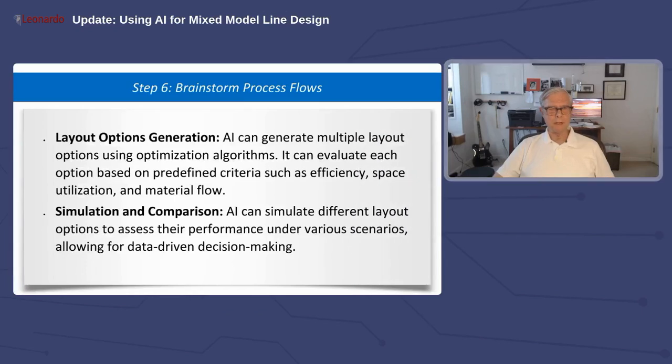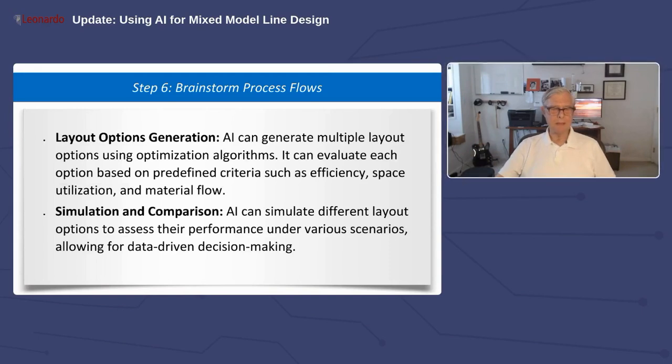Okay, step 6, brainstorm process flows. Again, normally human beings are doing this, and human beings will still be involved, but AI can generate multiple layout options based on the information it already has, right? And based on the criteria that we train it in, it can offer a whole bunch of options, so that at a minimum, it's really going to speed up that process of looking at the different flow options, basically.